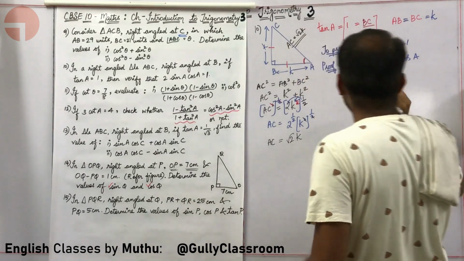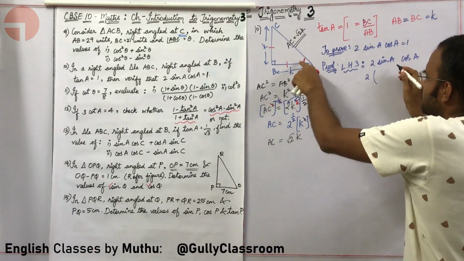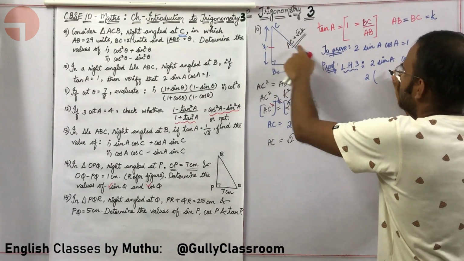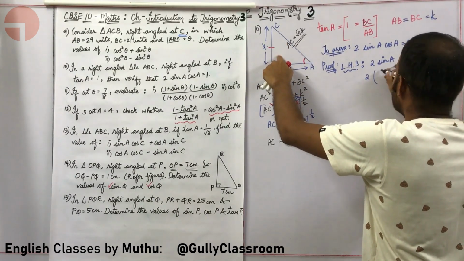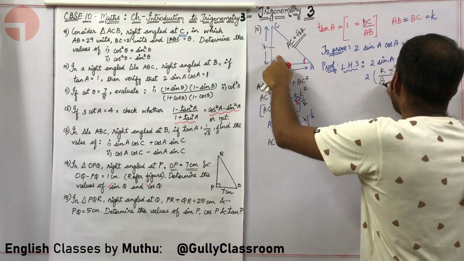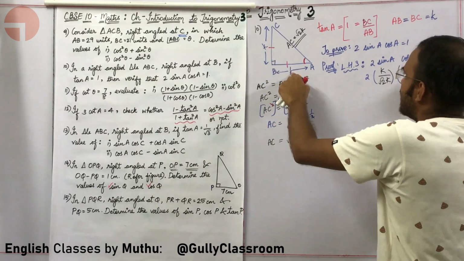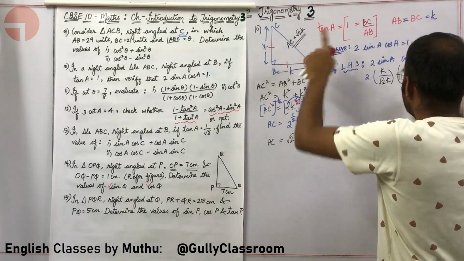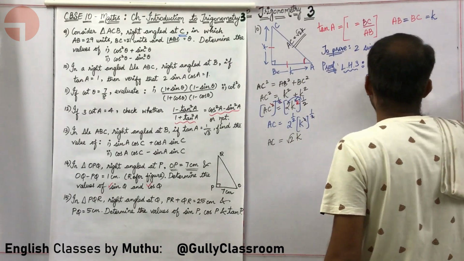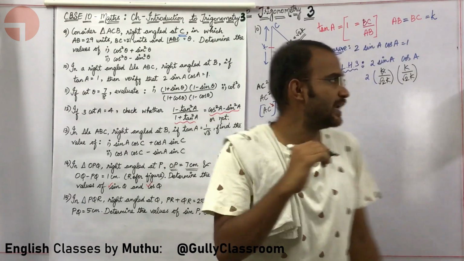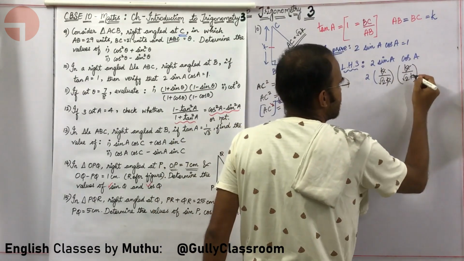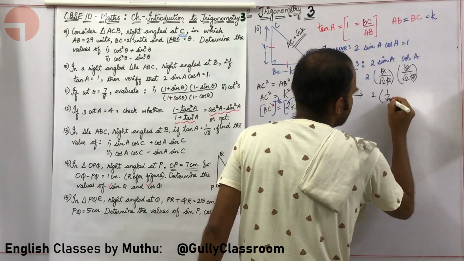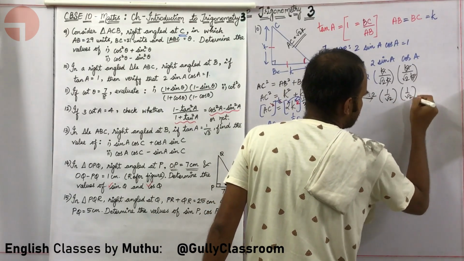Fine, sir. What next? What is sin A? Sin A is opposite side by hypotenuse, which is K divided by root 2K. What is cos A? Adjacent side by hypotenuse. Once more it is K divided by root 2K. Now what am I going to do? I am going to cancel this particular K and this particular K. So 1 by root 2 and 1 by root 2 are getting multiplied.